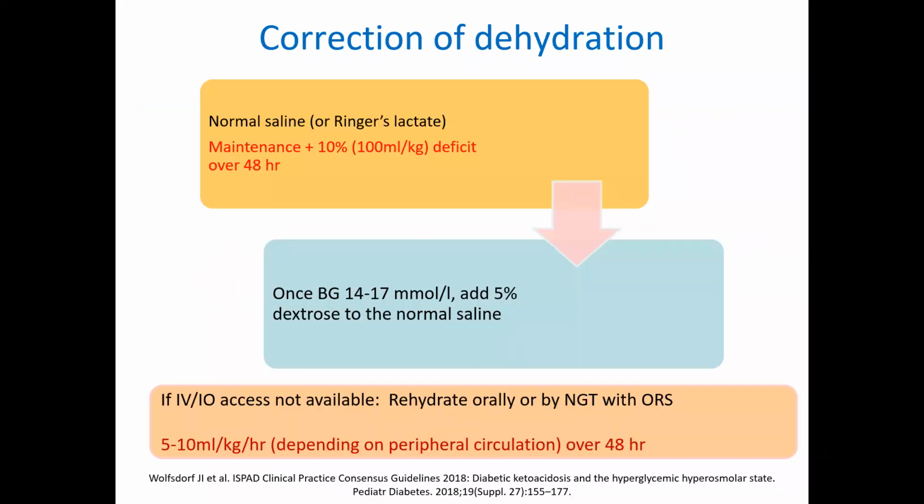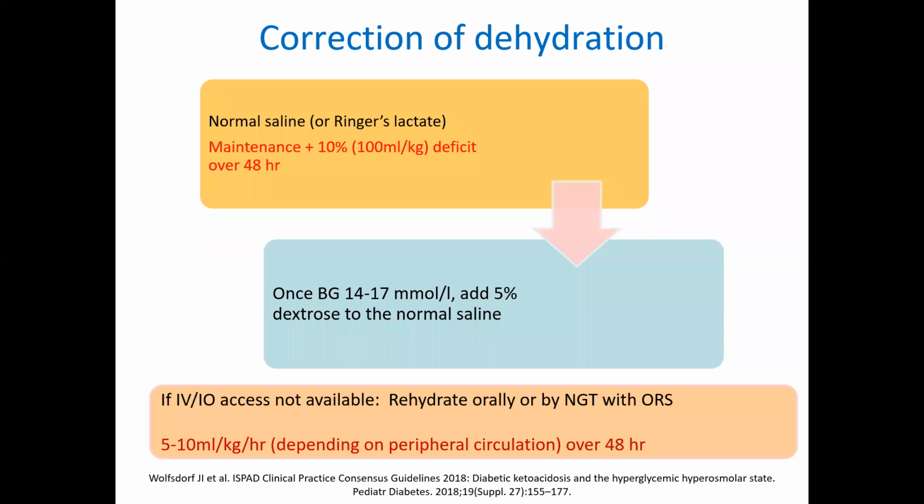So once we have corrected the shock, now we move on to the slow phase of rehydration. Okay, so how do you calculate how much fluids to give? So we will administer normal saline or Ringer's lactate. We need to calculate the maintenance, okay? And then we add 10%. Remember, if you're assuming 10% deficit, then you add 10%, which is equivalent to 100 mils per kg.